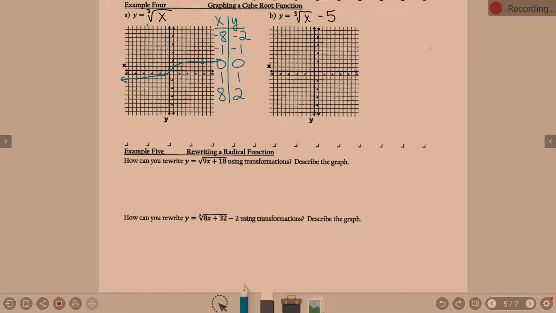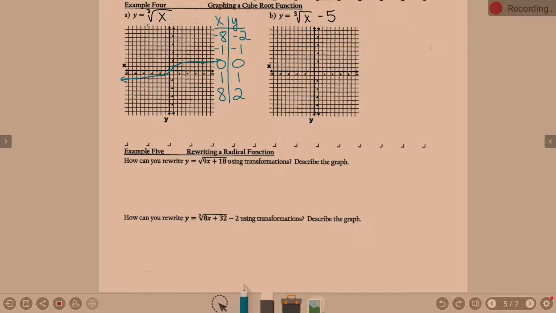Is there anything else to the problem or just that? Because that was just y equals cube root of x, that's it. Do you see how I created that xy chart, though? I just thought about what things can I take the cube root of. Okay, b. I tried to make b not horrible. Y equals the cube root of x minus 5.